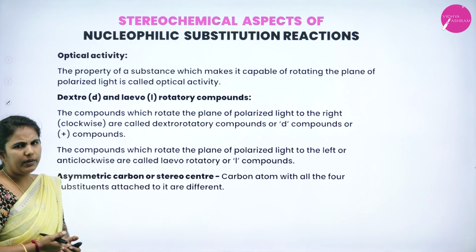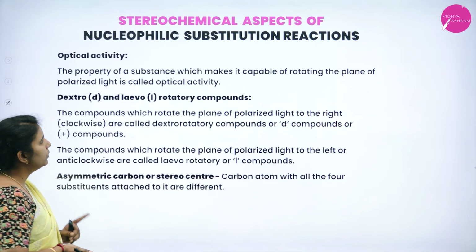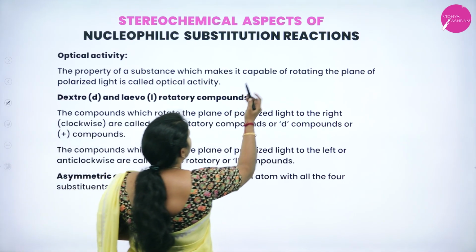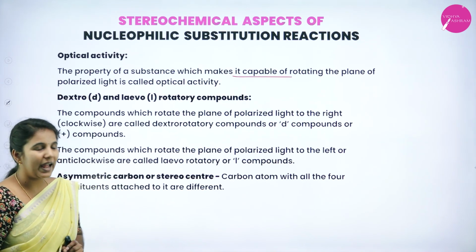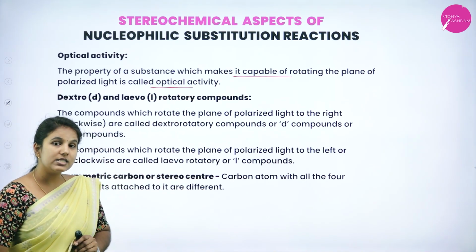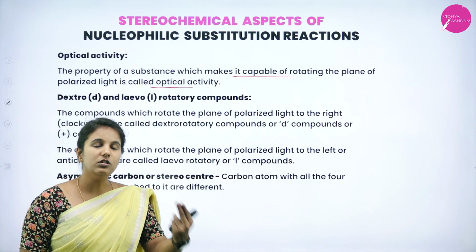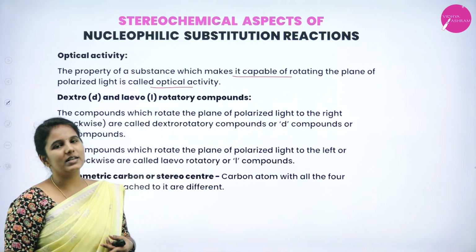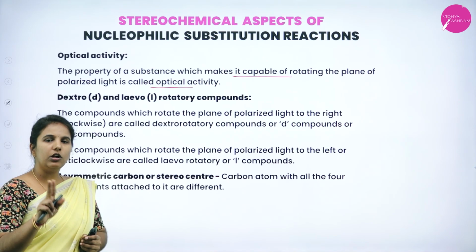Next, we have optical activity. What is optical activity? A property of a substance which makes it capable of rotating plane polarized light, that is known as what? Optical activity. It is the capacity of a substance to rotate plane polarized light. That is known as optical activity. There are two types.